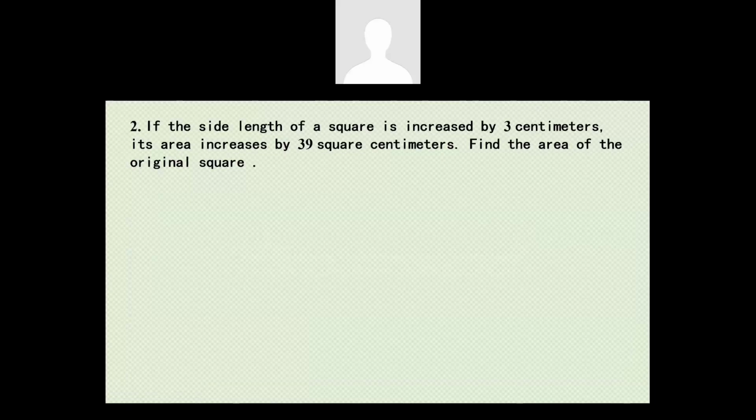Okay, challenge 2. A square's side is increased by 3 centimeters, and the area increases by 39 square centimeters. Find the original area. You must draw a diagram, first thinking independently for 30 seconds, then group discussion for 2 minutes. You have 3 minutes.